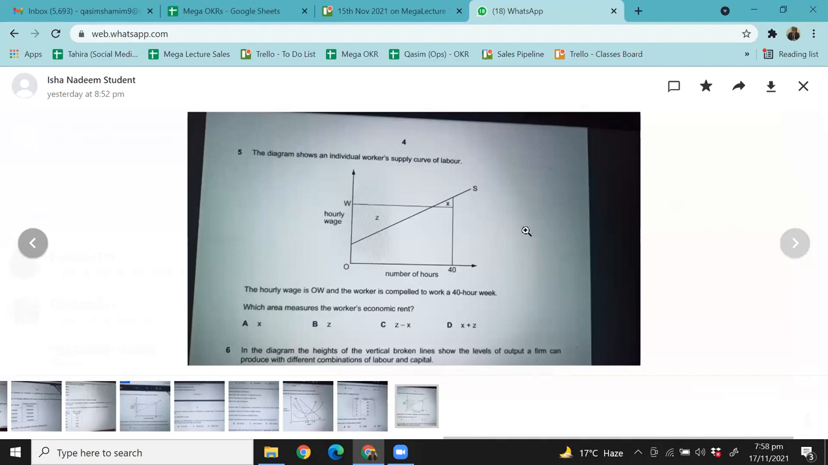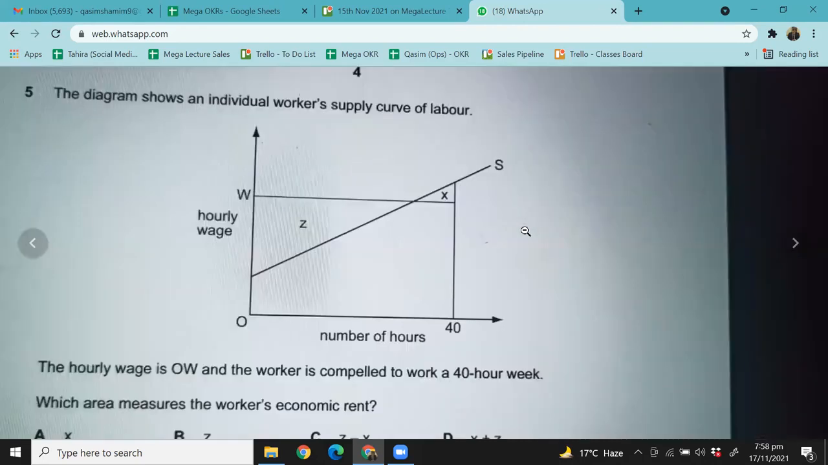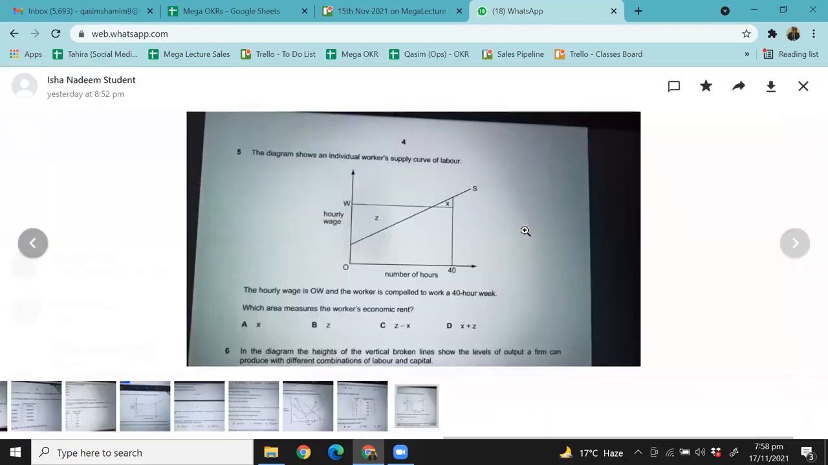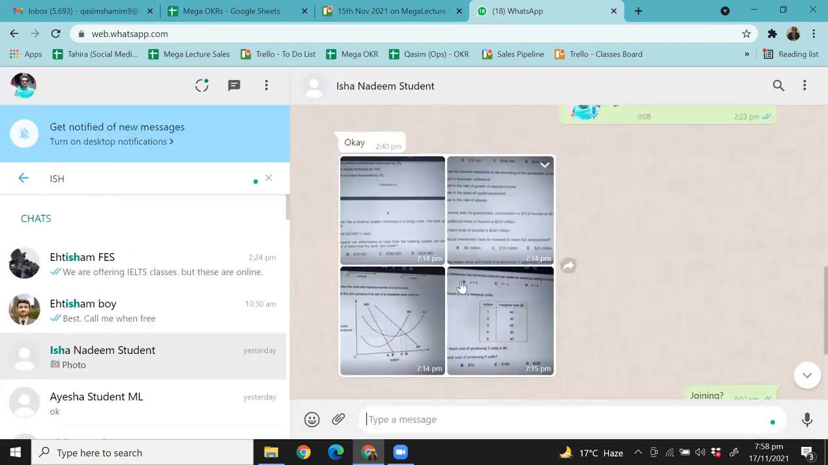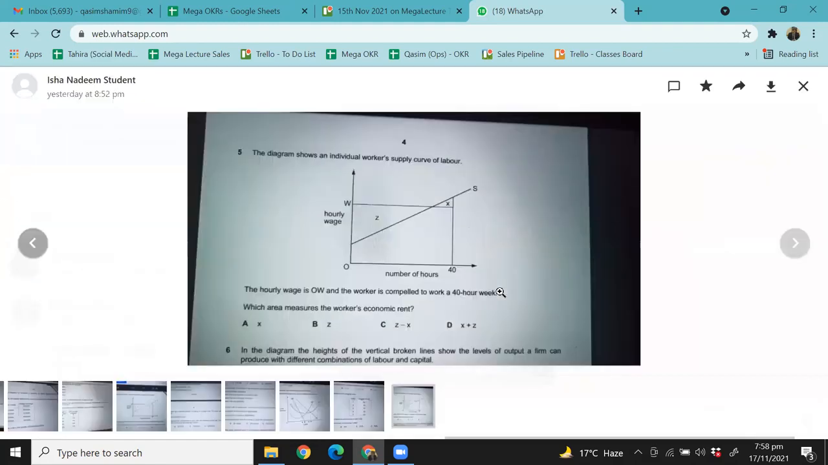Right. So that was the question that we discussed. Okay Isha, in this question and that one, it is written that the worker is compelled to work at W wage rate. So the area below wage and above supply is Z. But why are we subtracting X from this? We are subtracting X because of the market wage rate at which people are willing to work, that is the one over here.